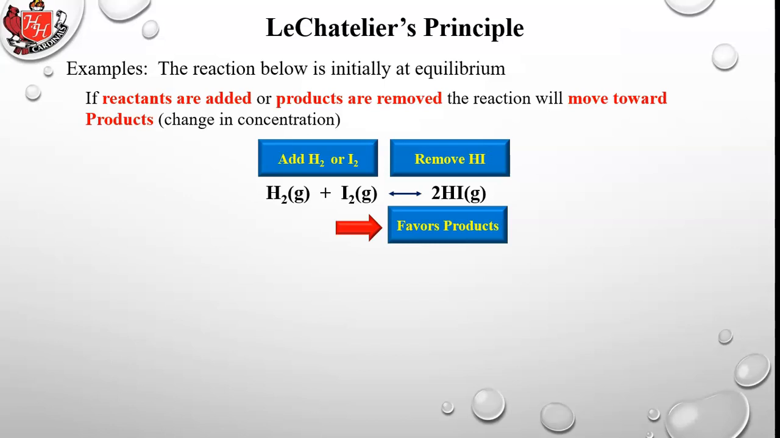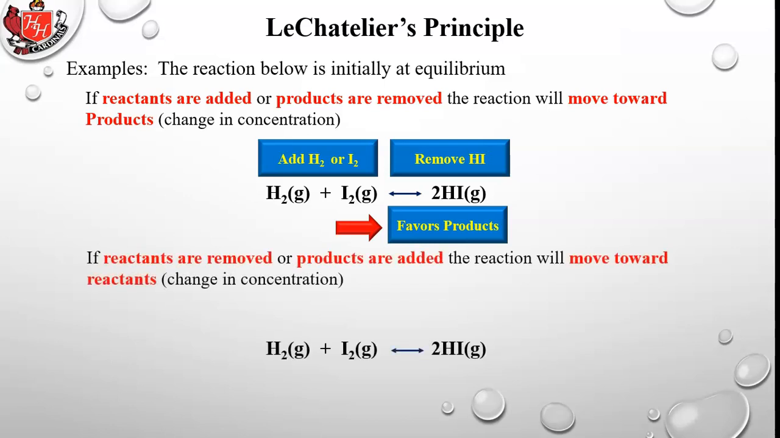The people over on the left see that there's more room over on the right. They can be more comfortable and have more space, and so they'll move over to the right. So either adding to the left side or removing from the right side will cause the reaction to move to the right to favor products. If reactants are removed or products are added, then it's just the opposite. The reaction will move toward reactants.